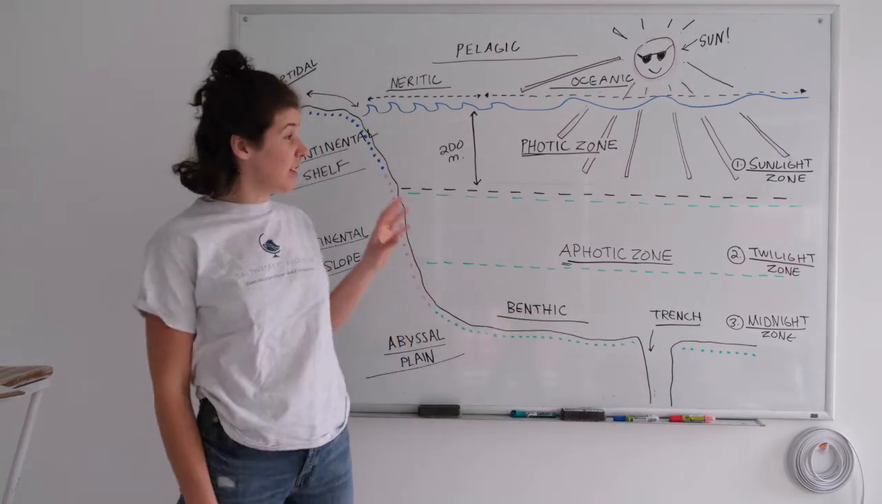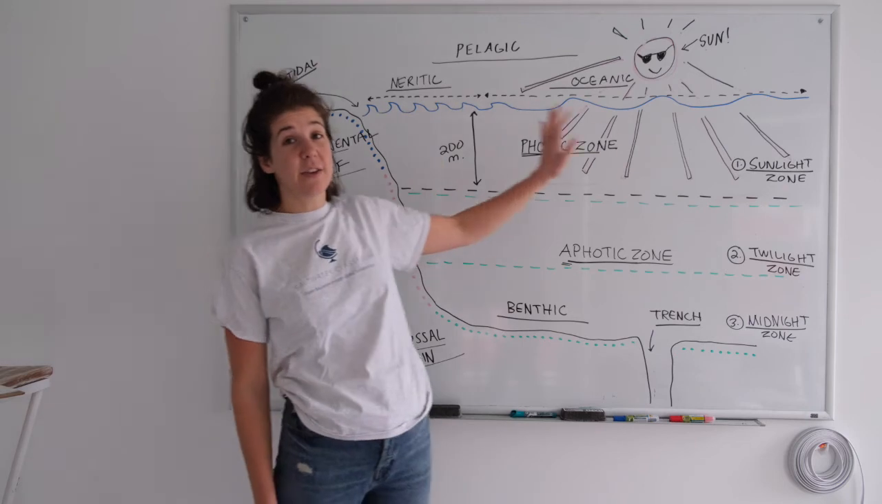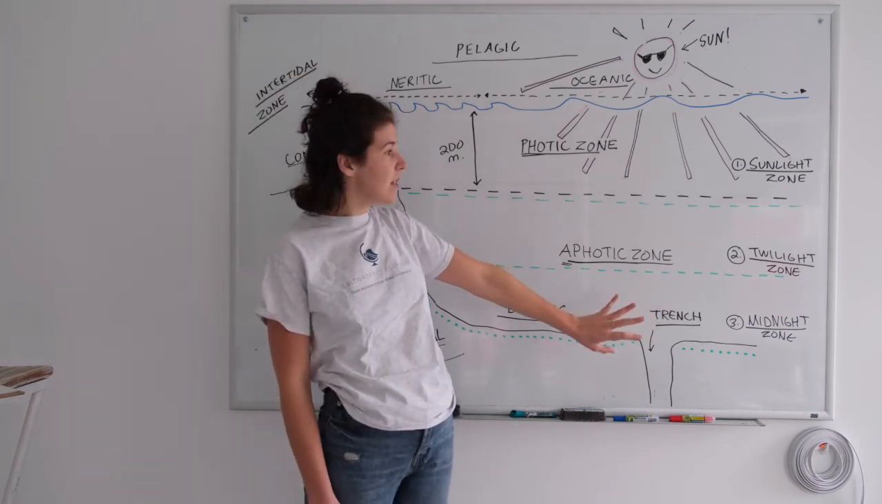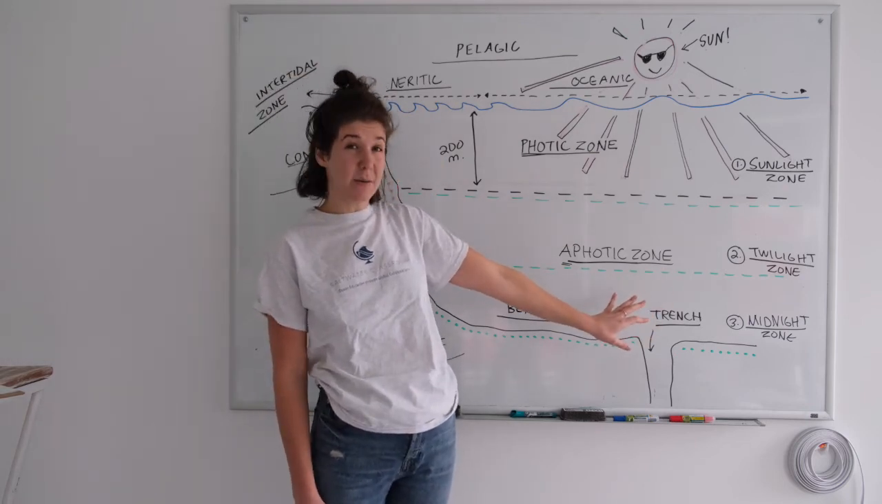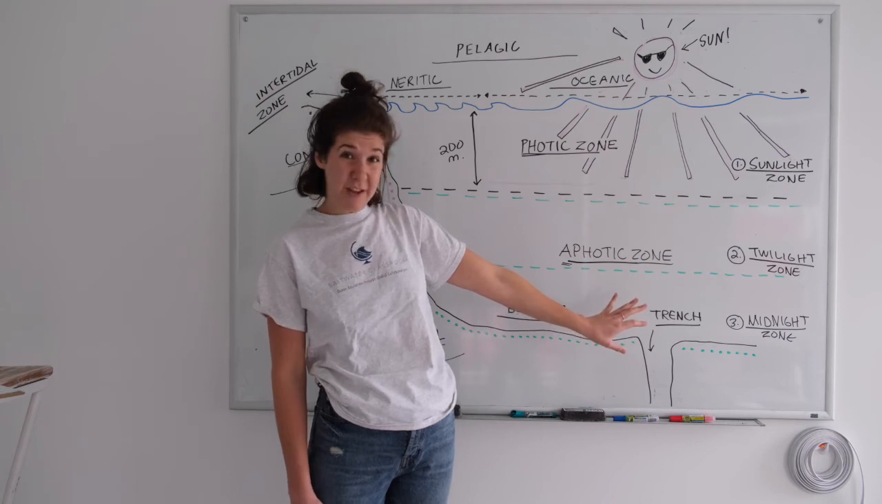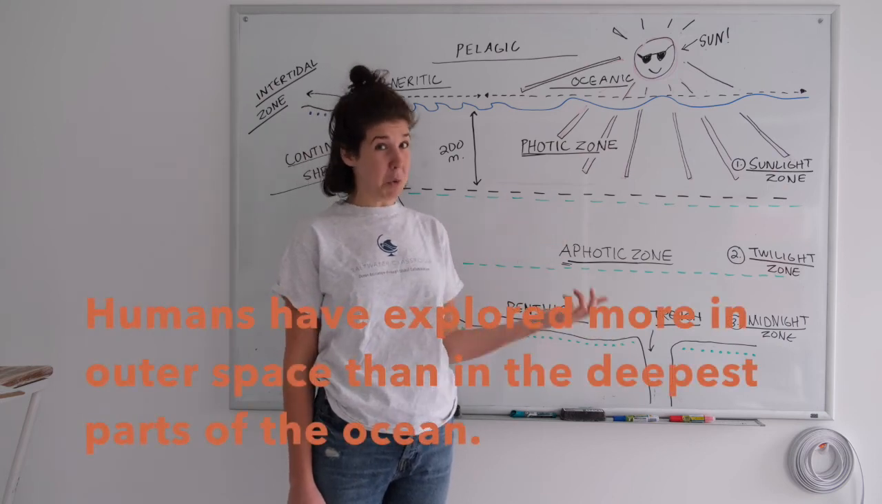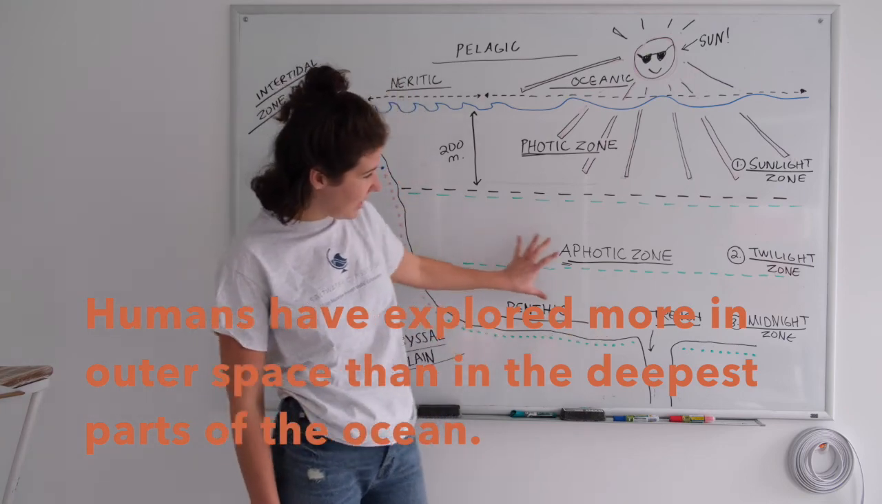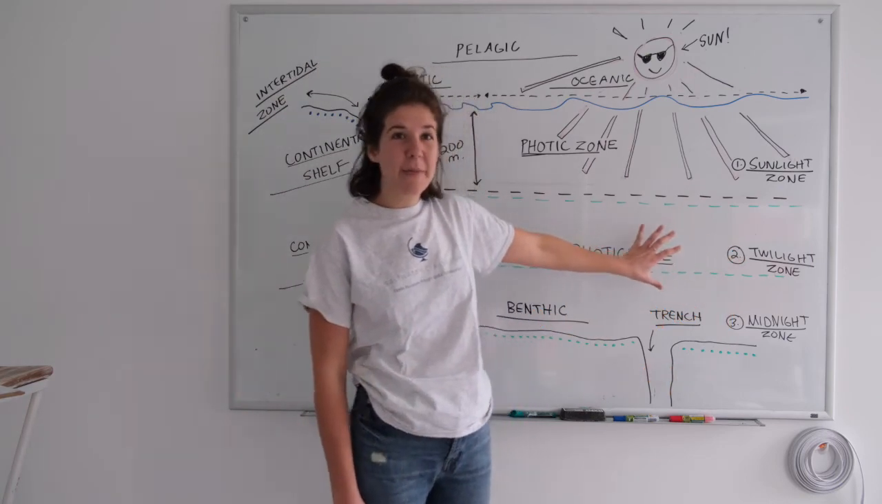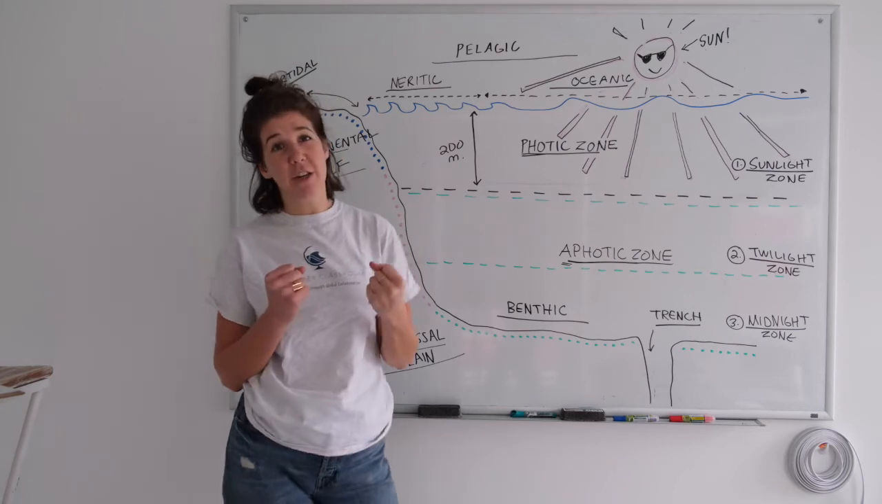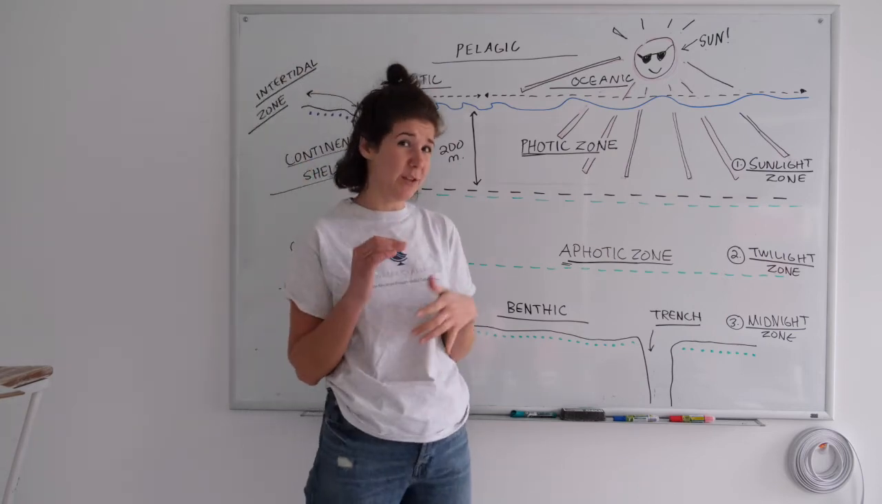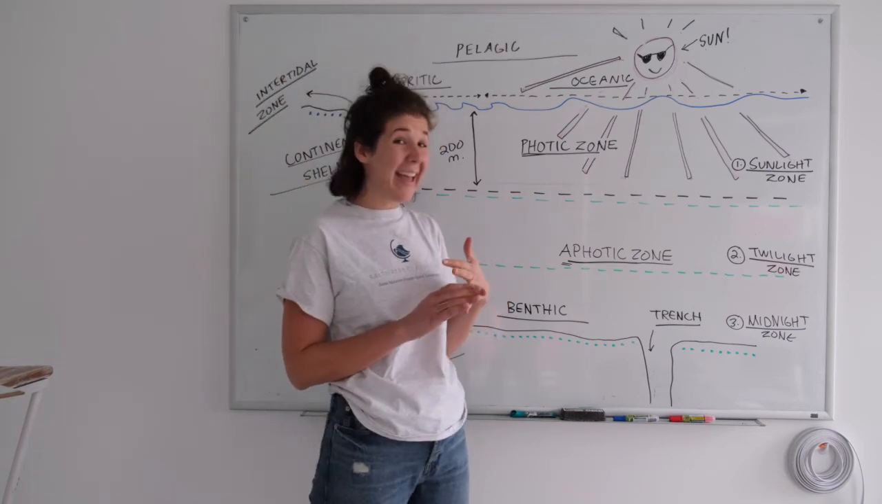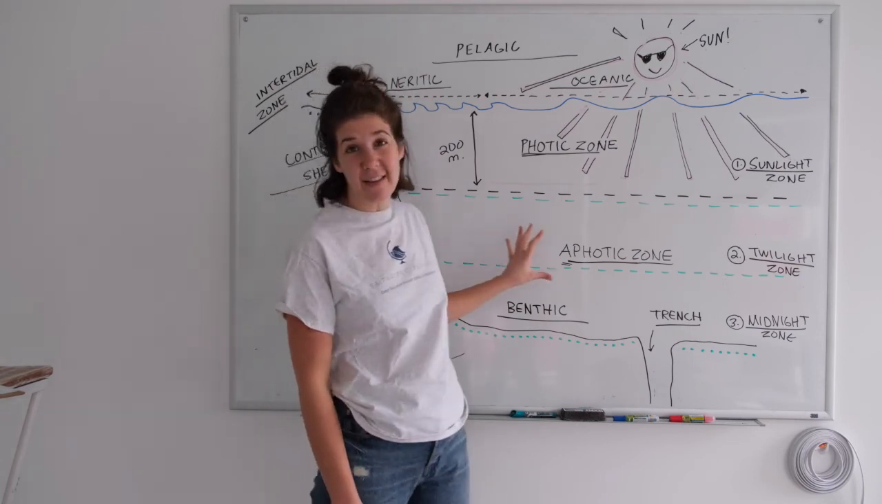Now that you guys have learned about the names of all of the different zones in the ocean, let's talk a little bit about who lives there and what we know about these zones. Did you know that humans have explored space more than we've explored the oceans? That's because all the way down here in the aphotic zone, there's really a lot of pressure from all of the water on top of it. It's really cold and dark, and hardly anything lives down there.